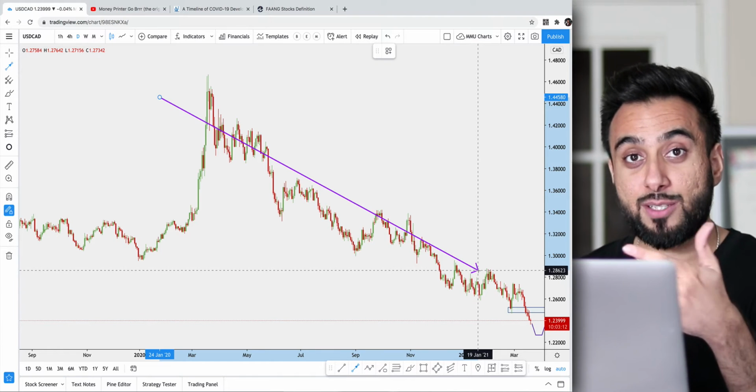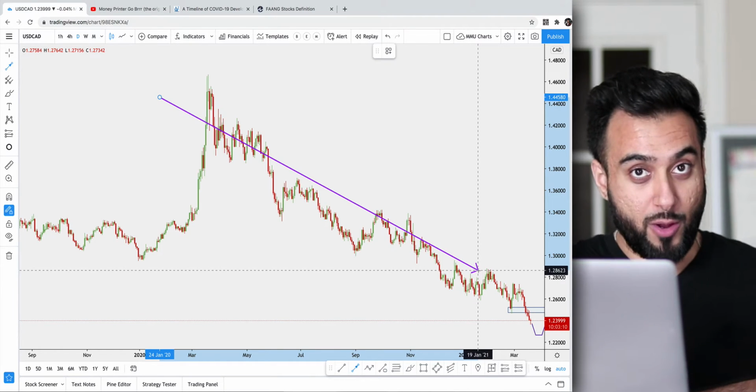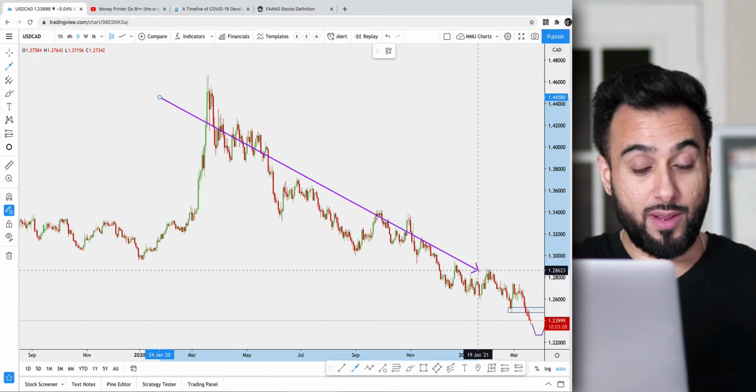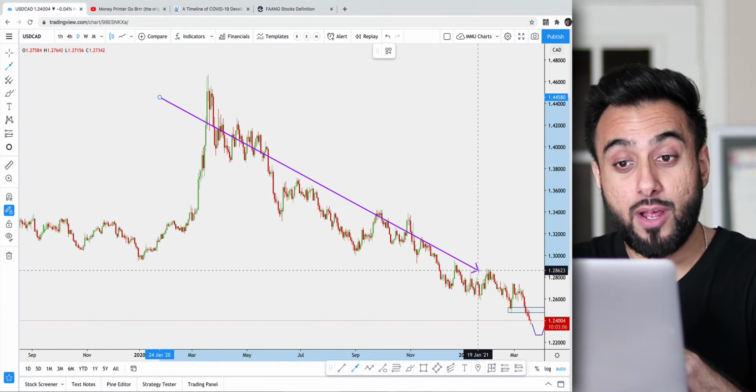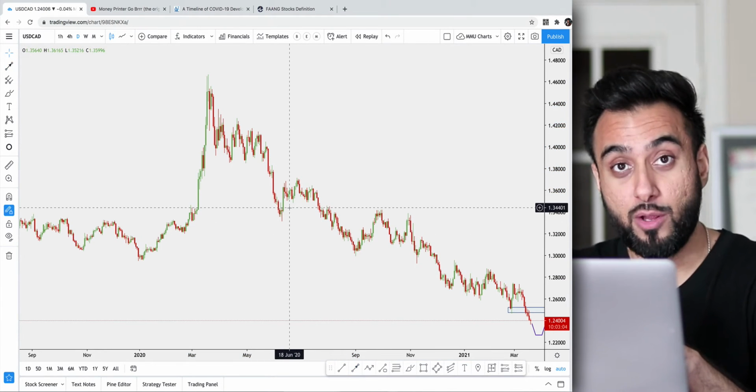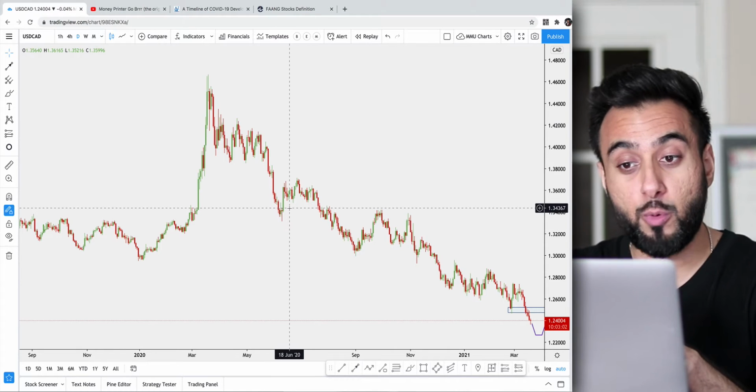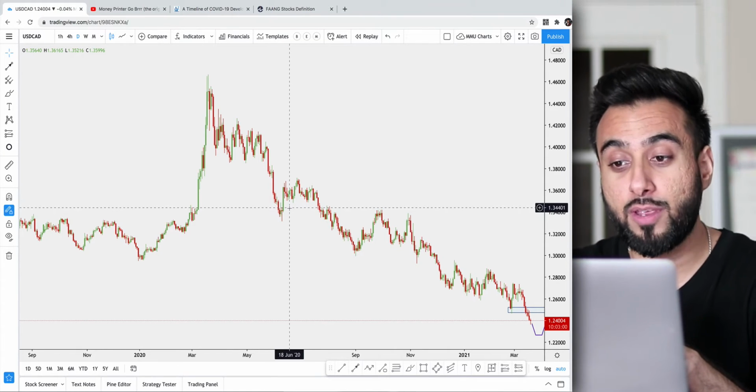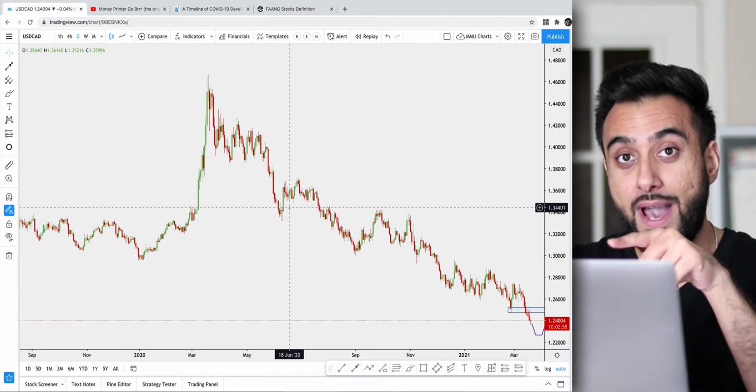And can anyone guess what the majority of traders have been doing? What the retail traders have been doing? The retail traders have been looking to go long. They've been looking for buys. They've been looking for what's called the double bottom. They've been looking for the little W pattern.